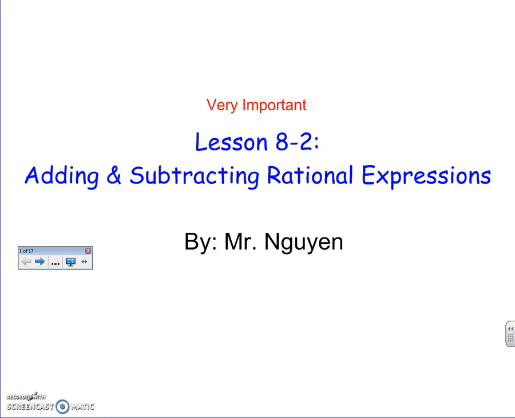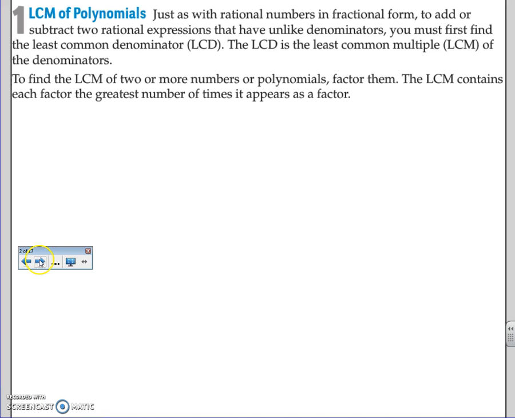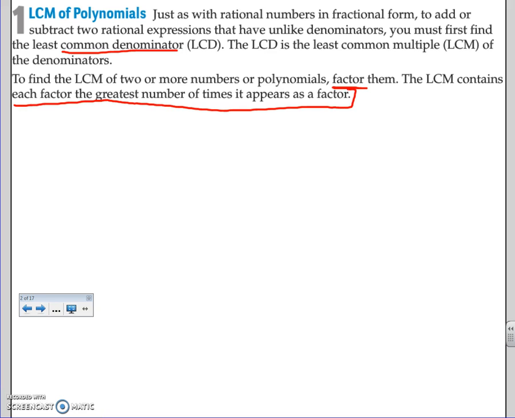This video will be about adding and subtracting rational expressions. Just like before with fractions, to add or subtract, you need to have common denominators. The LCD is the least common denominator, or least common multiple, basically the same thing. To find that, you must factor, so we're still factoring. The LCM contains each different factor the greatest number of times it appears as a factor.